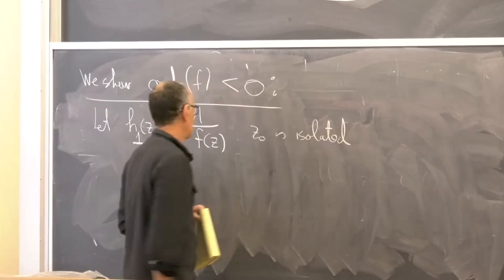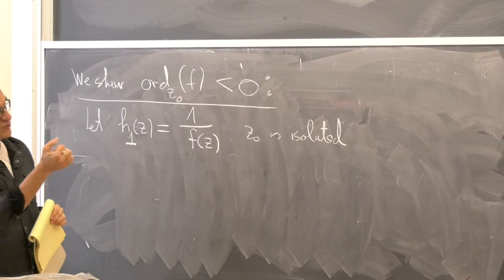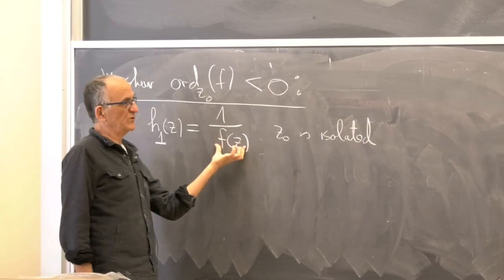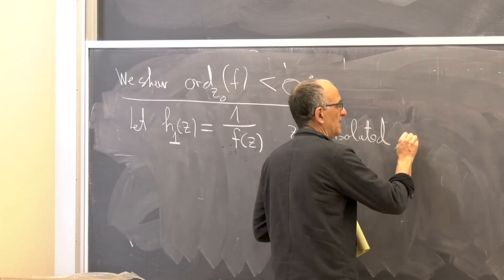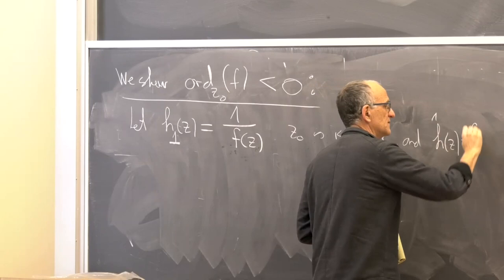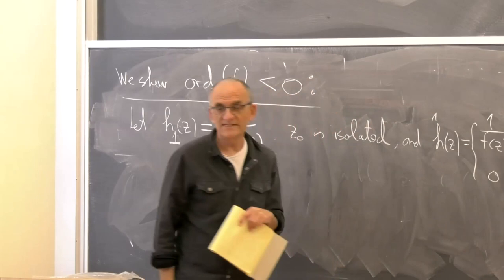We can assume that there is a small enough neighborhood where zero is not obtained by F of Z. We might have to shrink V so that zero is not obtained there, but we can always do it by the identity theorem. So we can assume by shrinking V that it's an isolated singularity, and the extension of H of Z at Z0 is zero, which is an analytic continuation, the K-differentiable continuation.